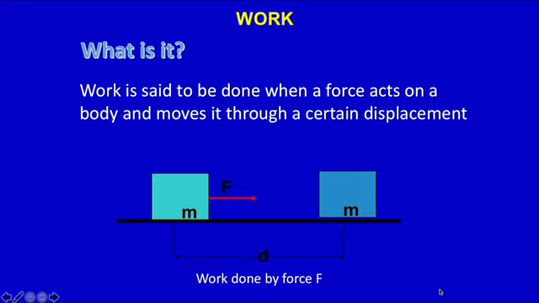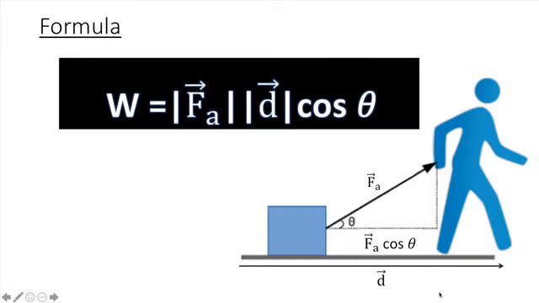Now, we all know that energy cannot be created or destroyed, but it can be converted or transferred into different forms. Work is nothing but that transfer or change in energy, and work is said to be done when a force acts on an object and causes it to move through a certain displacement. For the formula, we're going to be using work equals F_A d cos theta, or force times displacement times cos theta.